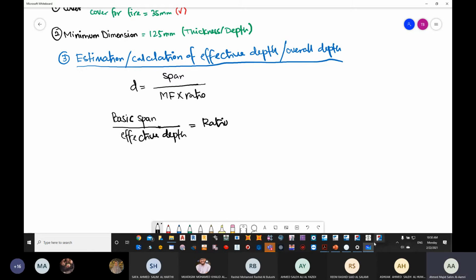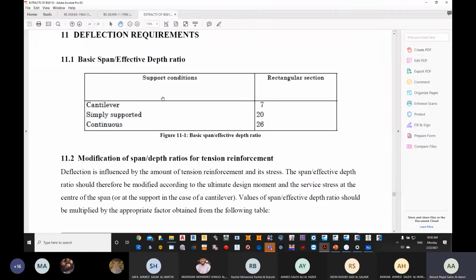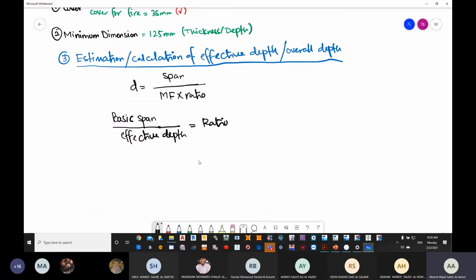Okay. So once again, if I rewrite whatever has been given here, for a basic span by effective depth will give you a certain ratio. And how much are these ratios? They are 7, 20, and then 26. So I rewrote my equation in such a way that it's basic span divided by effective depth is equal to ratio. Okay, are we okay till now?